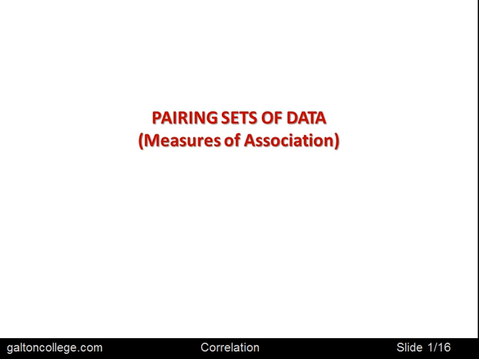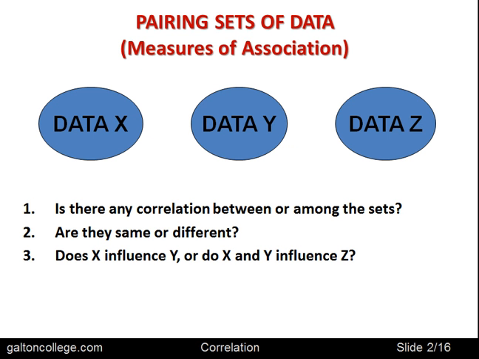In this class I want to introduce the concept of correlation and talk about the ways in which we can measure the association between sets of numbers. Let's take three sets of numbers, x, y, z. Now, is there a relationship between the sets? That's the most basic thing we can ask. And are the sets the same or are they different? And does x influence y, or do x and y influence z? I mean, exactly what is the relationship between these three sets of data?